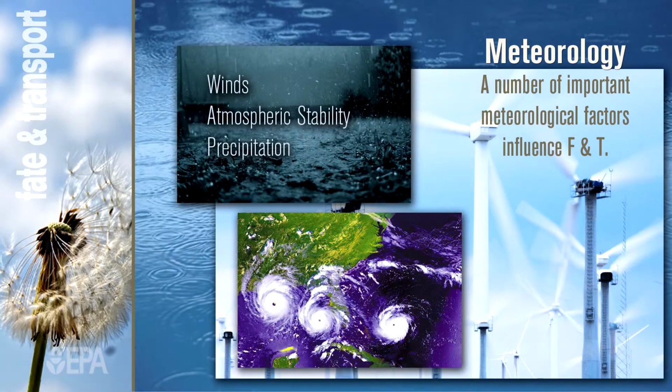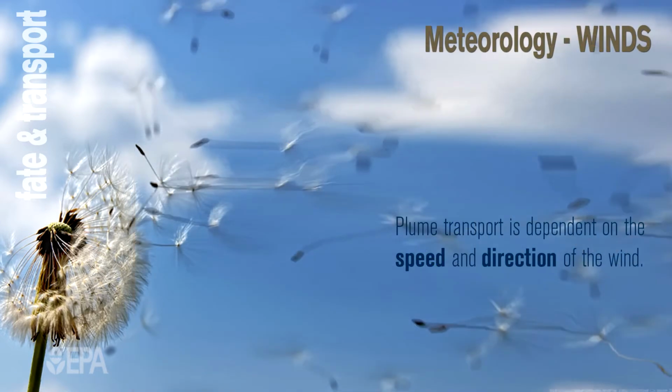Our next factor is meteorology. There's a number of important meteorological factors that affect fate and transport. Winds, and we'll talk about that. Atmospheric stability, and I'll explain that in a second. And finally, precipitation. So how do winds play into it? Well, we just talked about our plume rise, and they're very important in that. But one of the most important things is, what direction is the wind blowing? If the wind's not blowing from you or towards you from your pollutant source, you're probably not going to be affected by it.